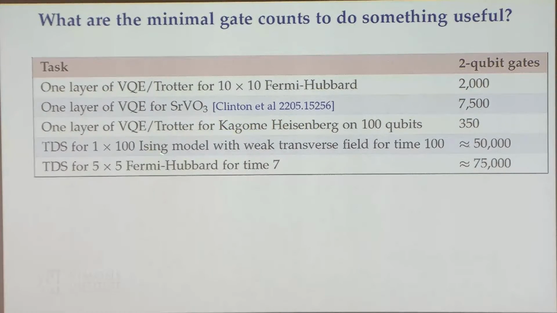Then also time dynamic simulation for a couple of different models. One of them is the Ising model result I mentioned earlier in the talk, but now with a slightly weaker field, which makes it easier for the algorithm. And also this Fermi-Hubbard model. What we can see is that this one, which is a simple spin model, is a bit easier, but in general we have complexities in the thousands or tens of thousands of gates.